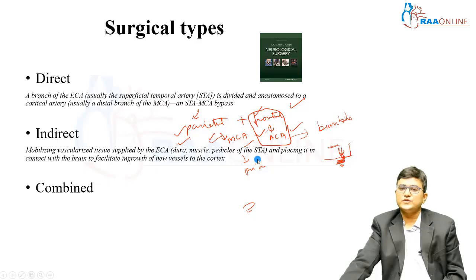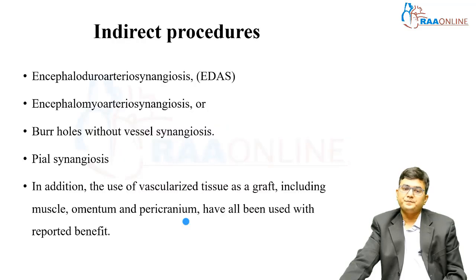Pial synangiosis with the pia of the cortex, and these are placed in contact with the brain to facilitate ingrowth of new vessels to the cortex. So this is the indirect way of ensuring blood flow. When you do a direct, you are always combining it with the indirect and making it a combined procedure. Burr holes are a form of indirect revascularization. So these are the various surgical types of addressing the moya arteriopathy.